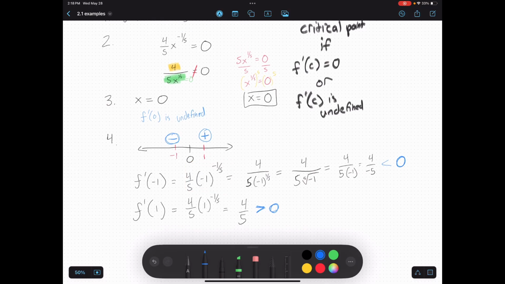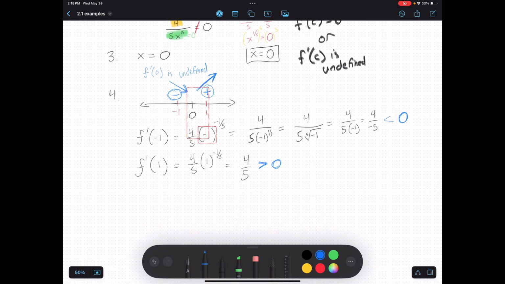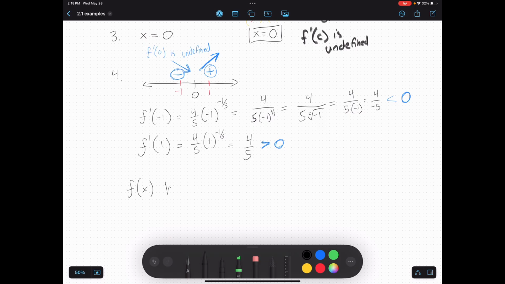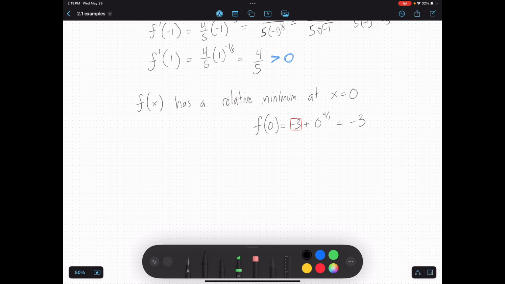Since the derivative is negative, that means I'm decreasing before the critical point, and then I'm increasing after the critical point. What type of critical point is 0? It's a relative minimum. So f of x has a relative minimum at x equals 0. And you can easily figure out what the corresponding y value is there, how low it actually goes, by plugging into the function. So in our case, I can do that real quick. f of 0 is equal to -3 plus 0 to the 4/5, well, that's just -3. So there's your relative minimum. Your relative minimum is -3, and it's happening at x equals 0.